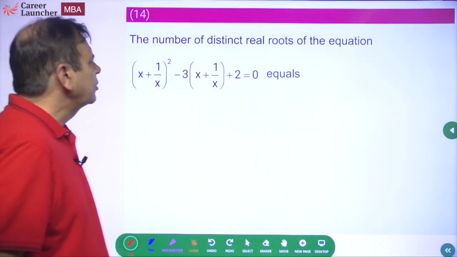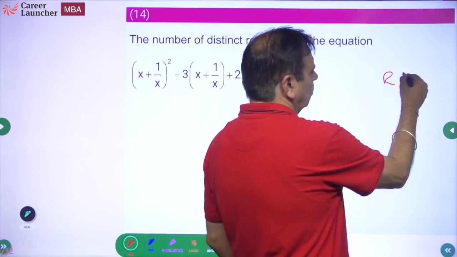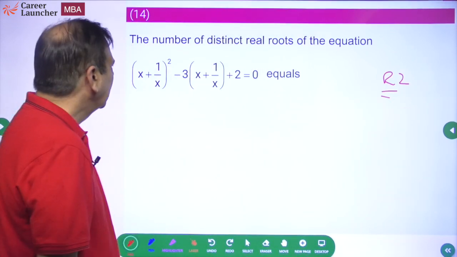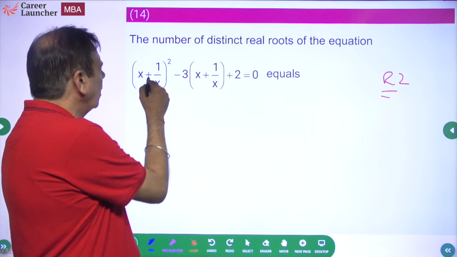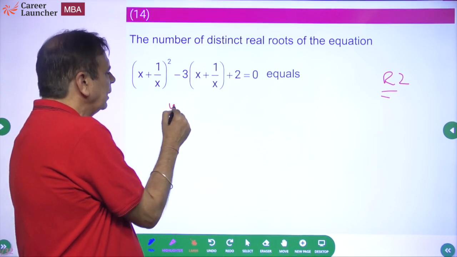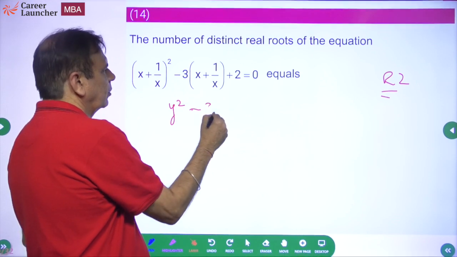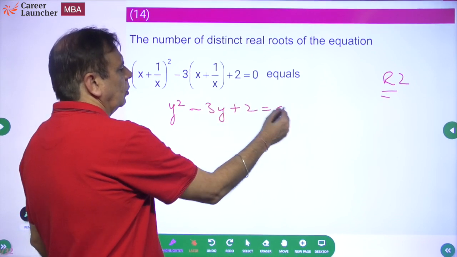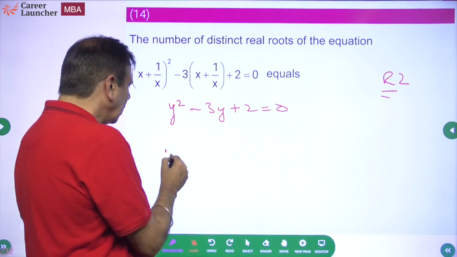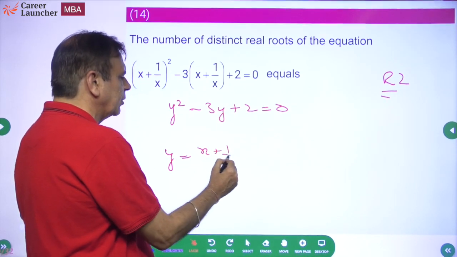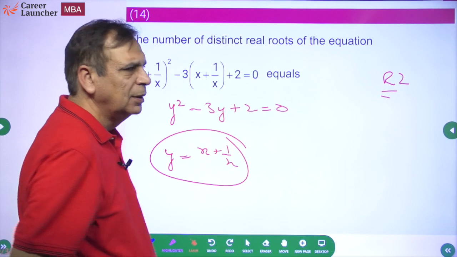Number of distinct roots of this equation, round 2. Yeah, the way to do this, I'm sure everyone knows. What will you say? Take x plus 1 by 6 as y. Y square minus 3y plus 2 equal to 0. We will find y. Then you will say y is equal to x plus 1 by x, and you will again make an equation and find out.